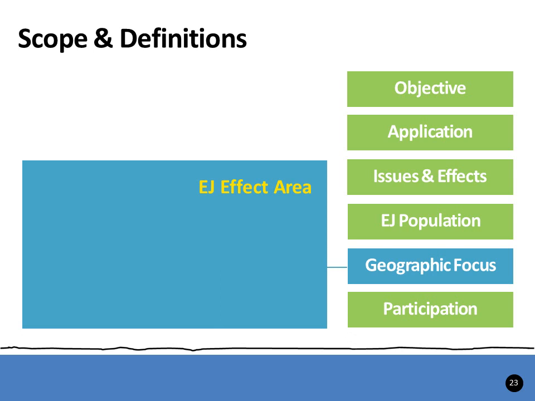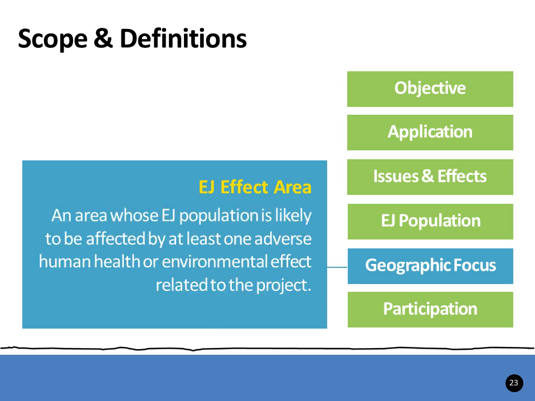The same holds true for the environmental justice effect area, which encompasses an environmental justice population having potential for at least one adverse human health or environmental effect as a consequence of the project. The geographic extent of one effect may differ from another, so a project could have multiple EJ effect areas.